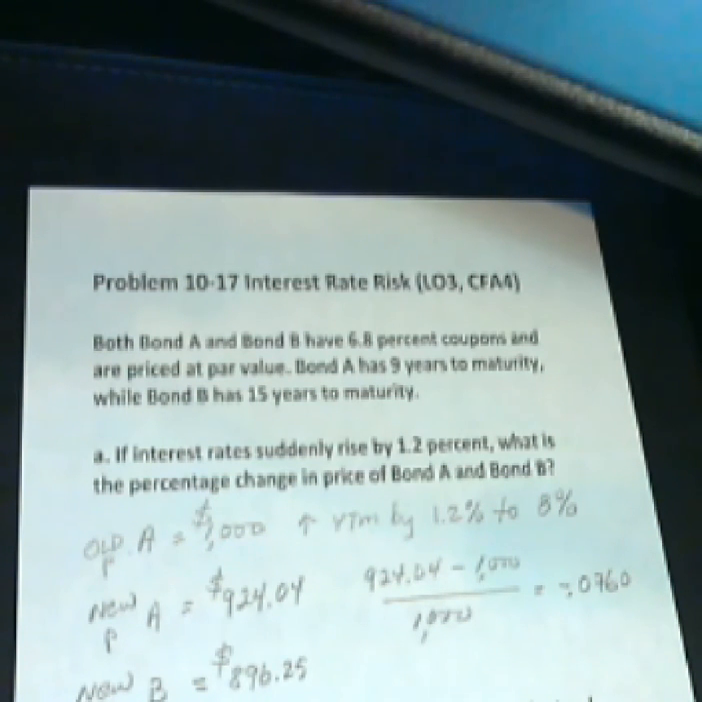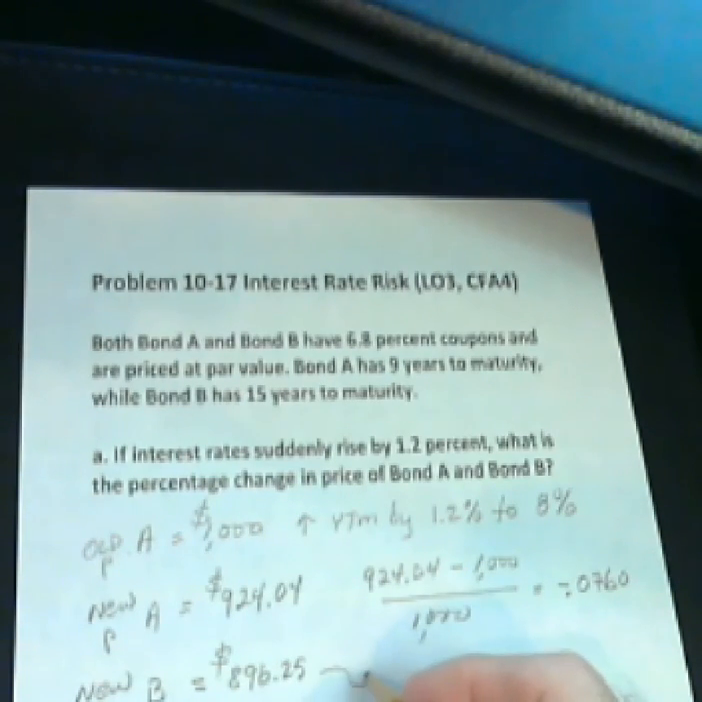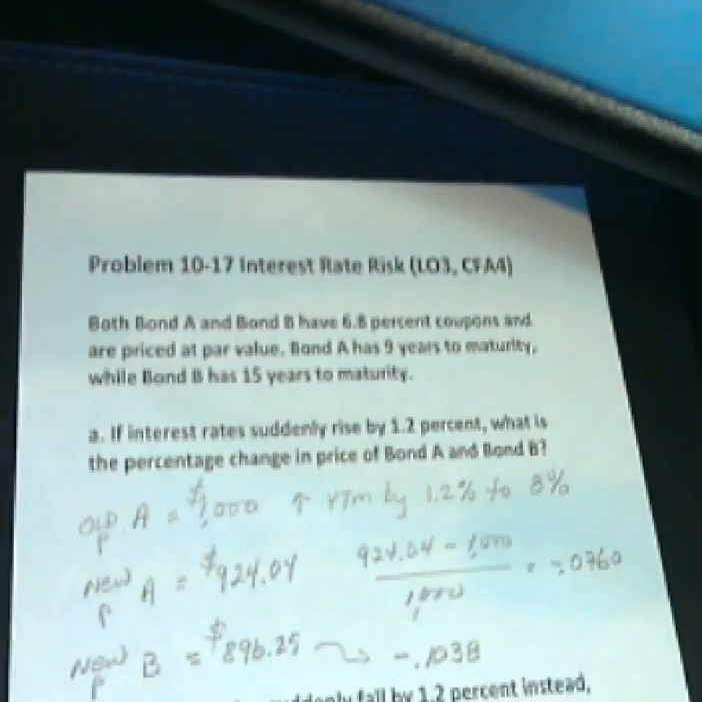All right, so what do we see here? Yield to maturity goes up. What happens to the price? They both fall. And for bond B, the actual change is minus 0.1038, or 10.38%.